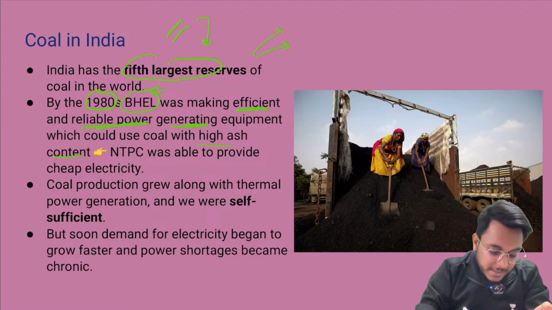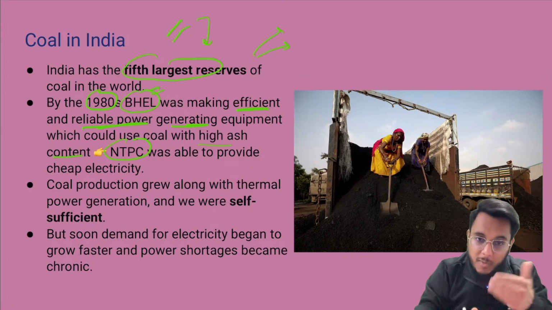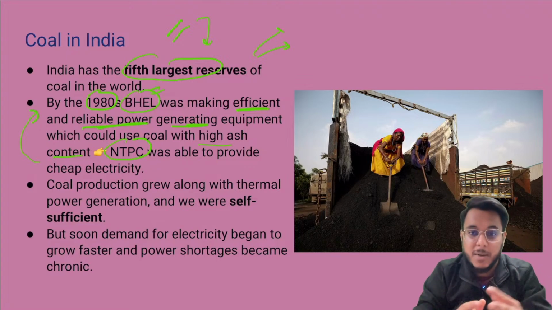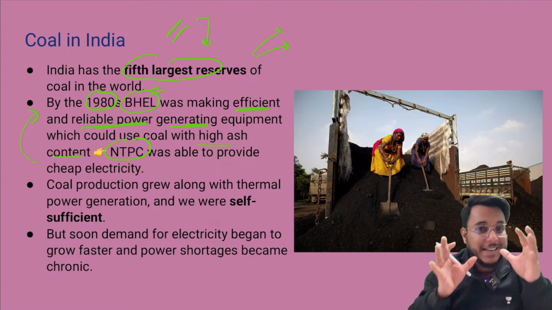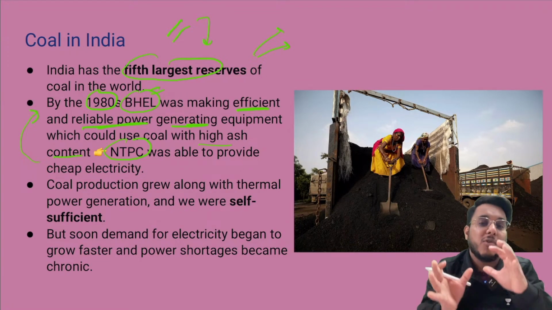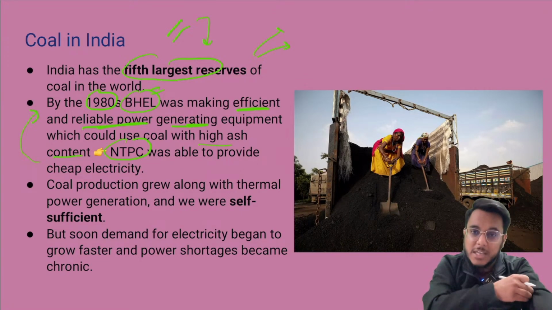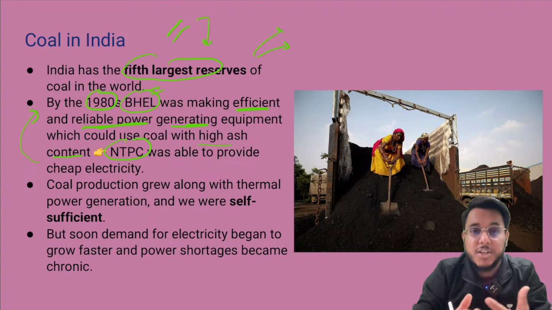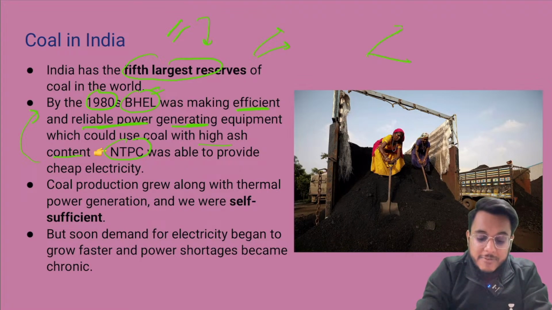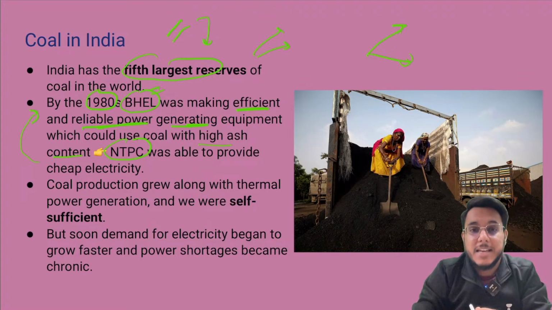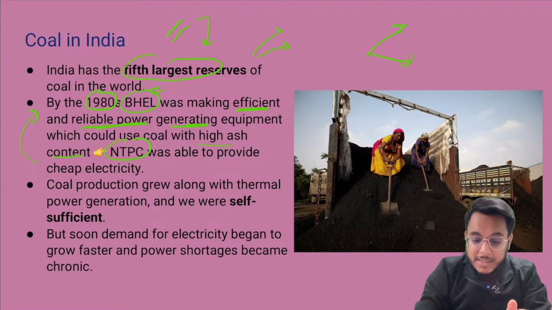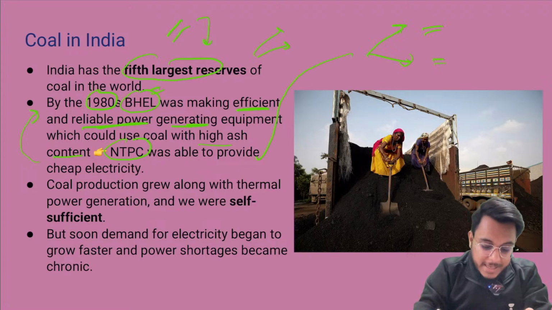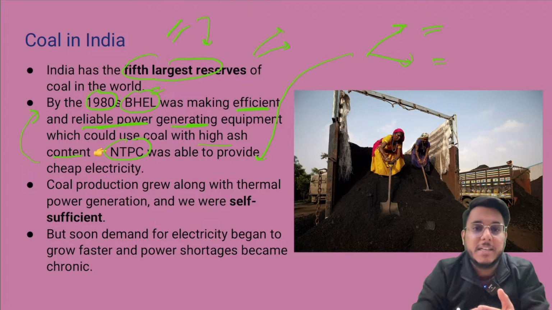Now NTPC, the National Thermal Power Corporation, was able to utilize the technologies provided by BHEL and generate electricity from Indian coal and provide cheap electricity to a large number of people. You guys understand that whenever we talk about any nation's progress, that nation's progress and living standard can be seen on the basis of two factors. Number one, electricity consumption, and number two, the consumption of iron and steel in that nation.